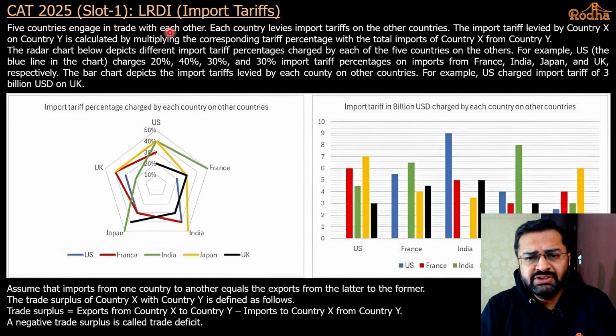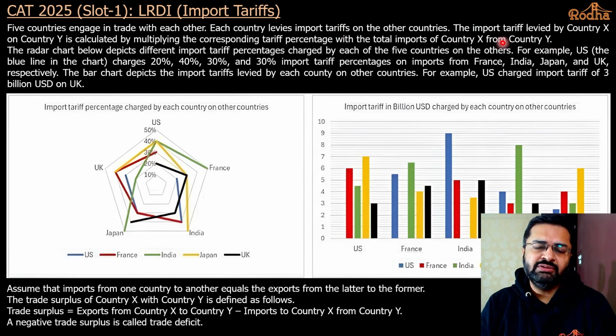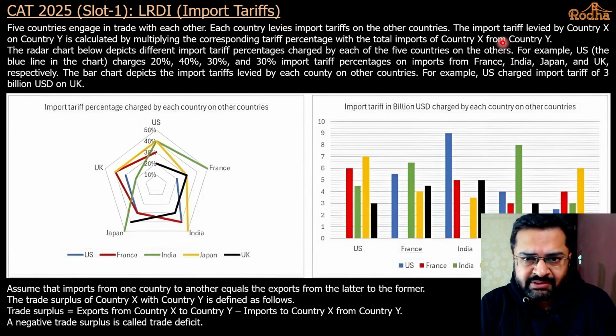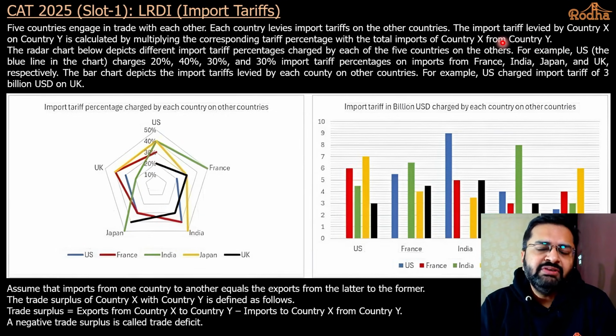5 countries engage in trade with each other. Each country levies import tariffs on the other countries. The import tariff levied by X on Y is calculated by multiplying the corresponding tariff percentage with the total imports of country X from country Y. Self-explanatory, simple data. So there's a rate of tariff that a country levies on another country, right? And that would be in percentage, and whatever is the total value of imports, a percentage of that goes as import tariffs. That is what it says.